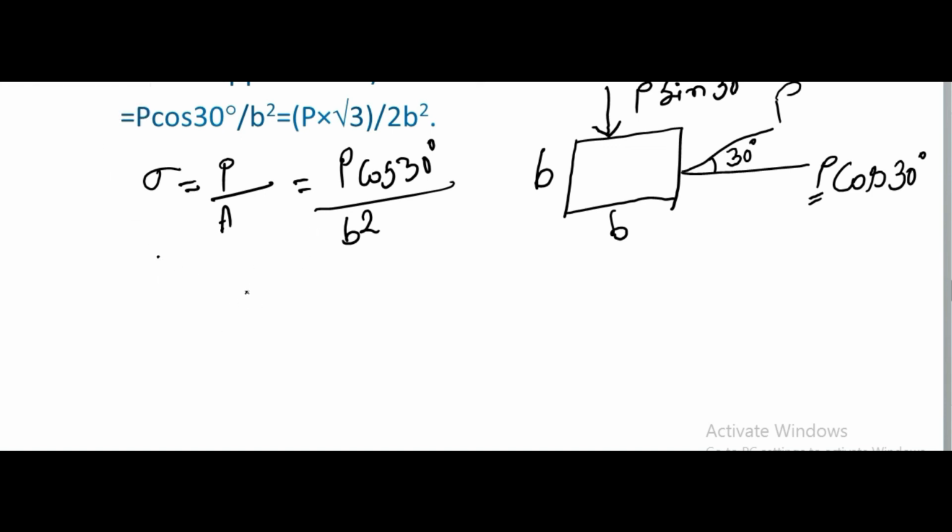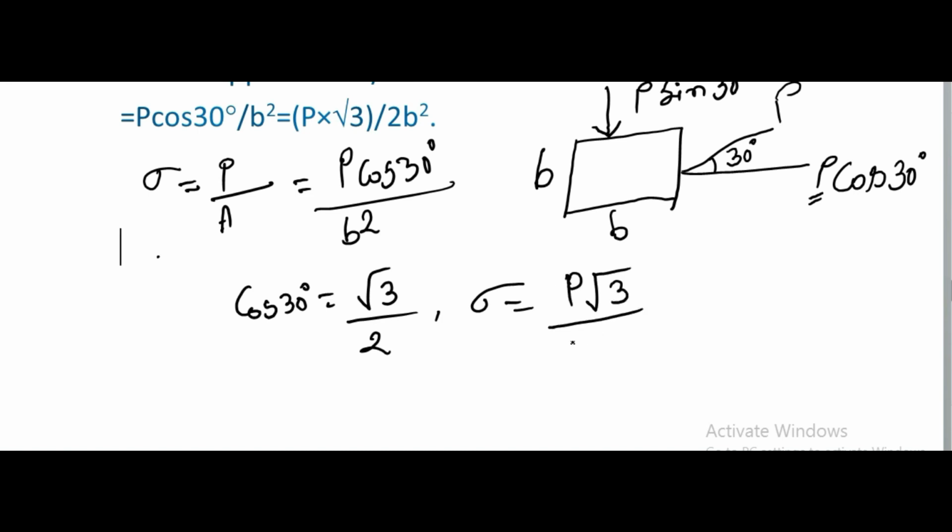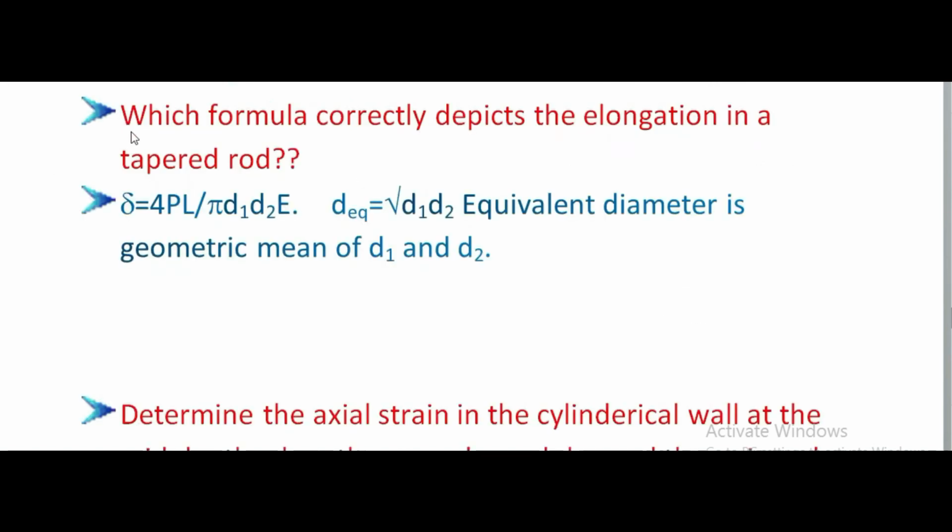So we know that cos 30 degree is equal to √3/2. So stress become P √3/2 B square. Answer is, which formula correctly depicts the elongation in a taper rod?